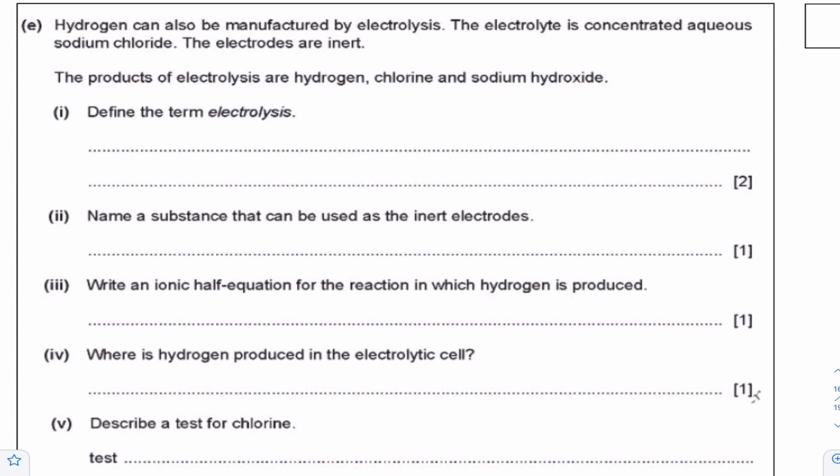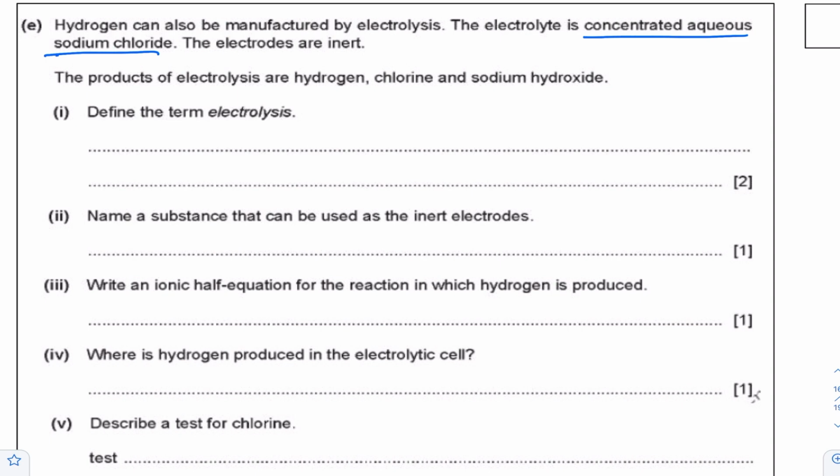So hydrogen can be manufactured by electrolysis. The electrolyte is concentrated aqueous sodium chloride. The electrodes are inert. The products of electrolysis are hydrogen, chlorine, and sodium hydroxide. Define the term electrolysis. This is a very common exam question. There's always 2 marks for it. Usually all electrolysis questions start with this question.